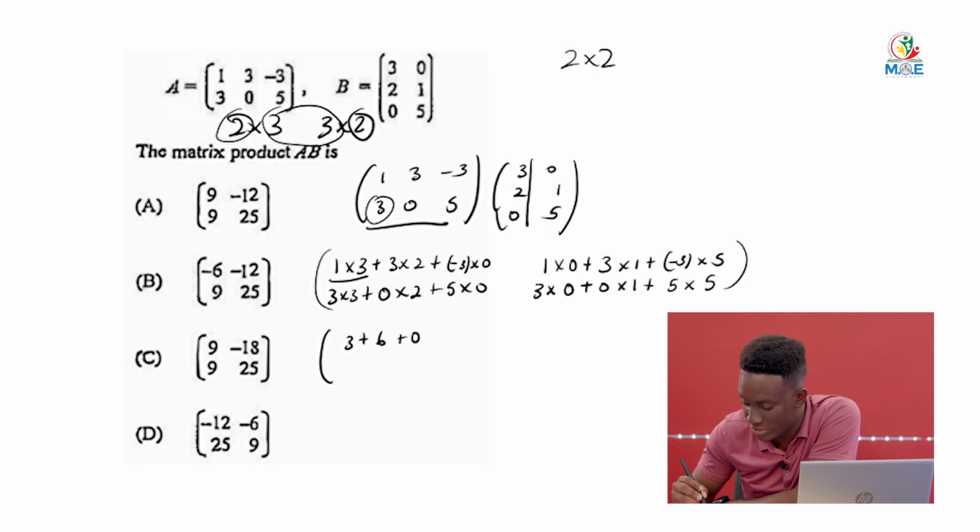So 3 times 3 is 9, plus 0 times 2 is 0, 5 times 0 is 0, so 0 plus 0. And top here, 1 times 0 is 0, plus 3 times 1 will give me 3. And -3 times 5 would be plus -15. So we know these two will cancel out and it will turn into a -15. So 3 times 0 is 0, plus 0 times 1 is 0, plus 5 times 5 is 25.